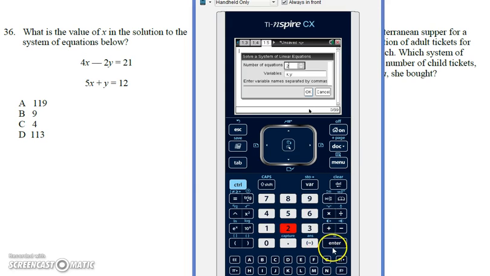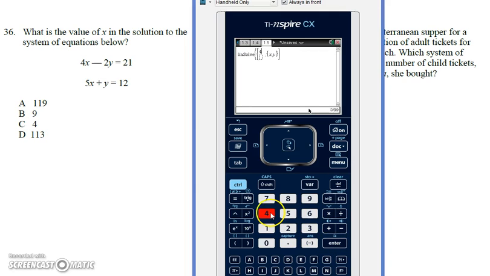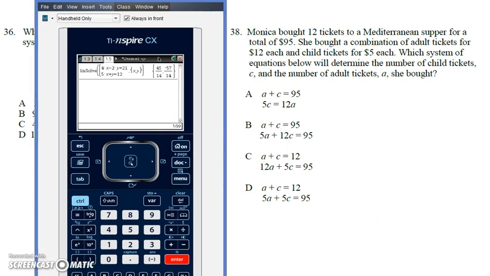I have two equations with two variables, and I have 2x minus 2y equals 21. And the next one is 5x plus y equals 12. And there is your answer. The first value is x, the second value is y.